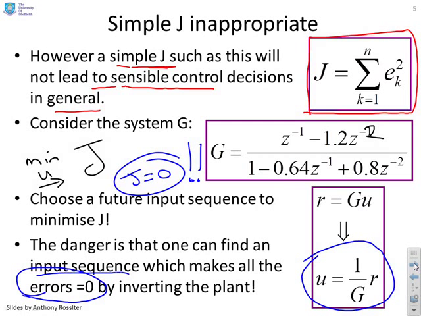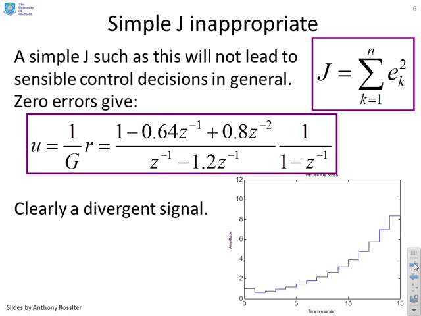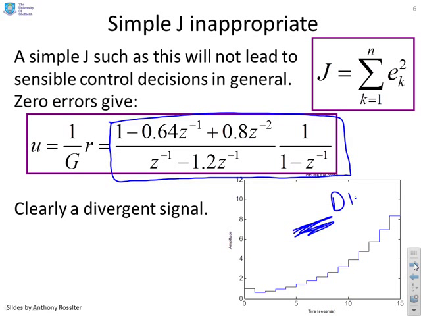If I use this particular process here and I invert the plant, this is what the input would be if the target was a step. And when you plot it down here, what do you see? The input is divergent. So though the tracking errors may seem to be zero, because the input signal is becoming divergent, there's going to come a point where the input saturates and everything goes to pot.